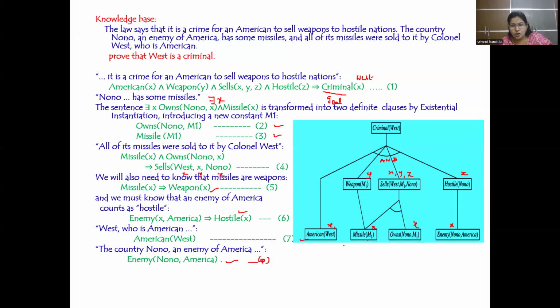If you observe, all these are our atomic statements. American of West, here you can see American of West is an atomic statement. Then missile of X, which is derived from weapon of X, is also an atomic statement. Then owns is an atomic statement. This one, missile of M1, is an atomic statement. This is an atomic statement, and this is also an atomic statement, and we reach these atomic statements. So with this, we are done with our chaining. The same thing, let us understand with the help of an algorithm.